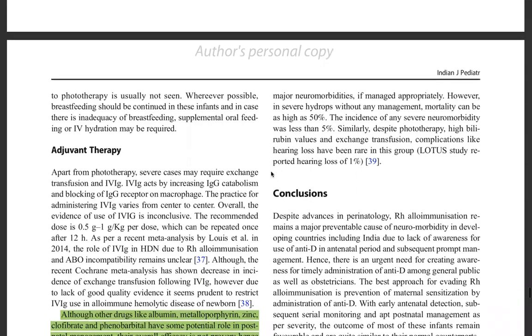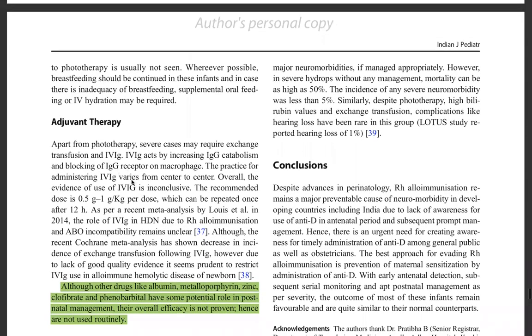Okay, so what are the adjuvant therapies you should remember? One is IVIG, which can be given as adjuvant therapy. For example, if it is just below the exchange range, you can give IVIG, but the evidence is not very conclusive. How much IVIG is to be given? 0.5 gram to 1 gram per kg per dose. A recent meta-analysis in 2014 shows that it is not very useful. There are two types of studies: high quality studies and low quality studies. Only in the low quality studies with high risk of bias has it shown a significant difference, which is not very conclusive.